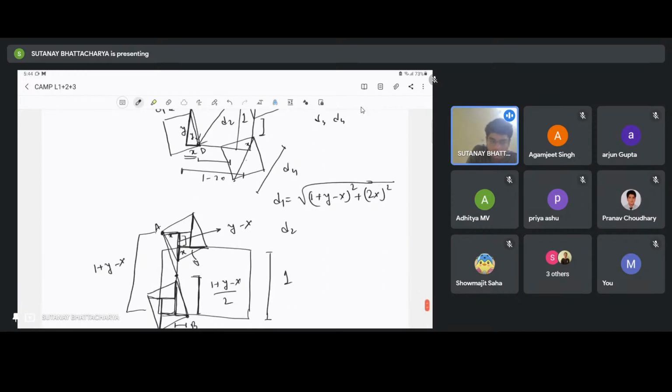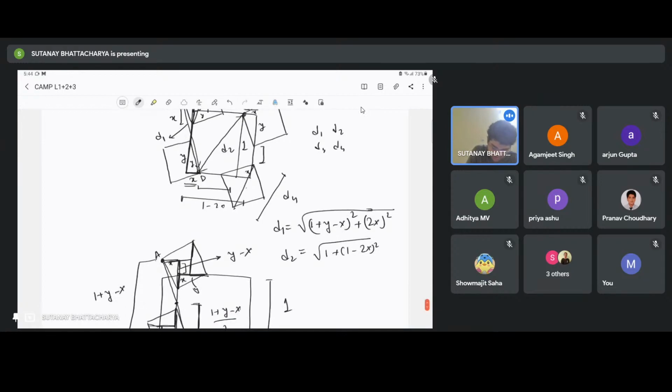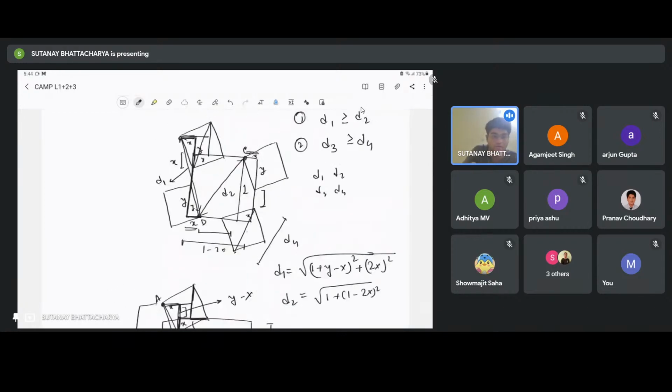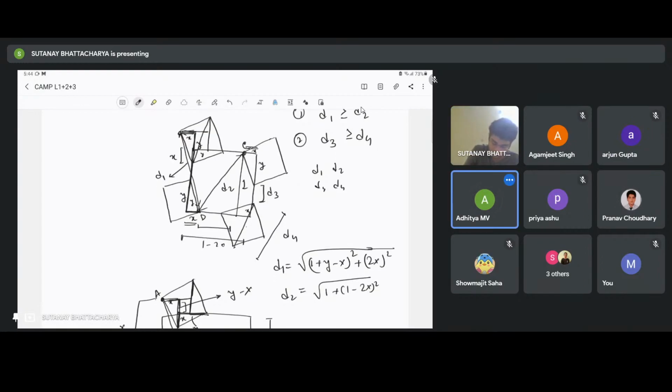These still look pretty bad, but we'll see what happens. D3. What was D3? I forgot what D3 was. Did I even draw D3 on the diagram? D3 was this distance, yes. This was just 1 minus x minus y. Correct.